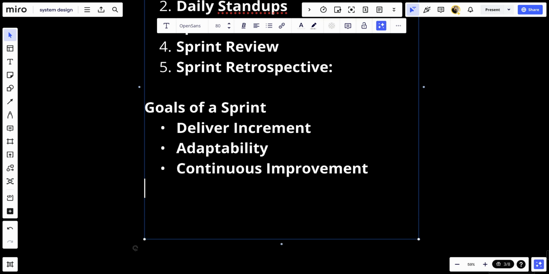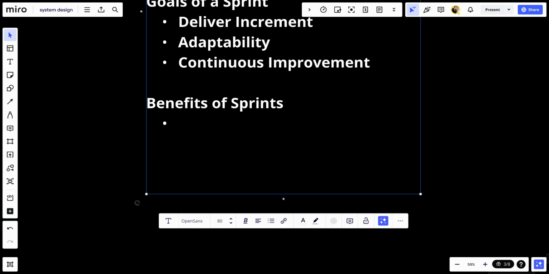Let's talk about the benefits of sprints. The first thing is predictability. It's all about predictability. Time-boxed sprints help create a predictable schedule for planning and delivering work.